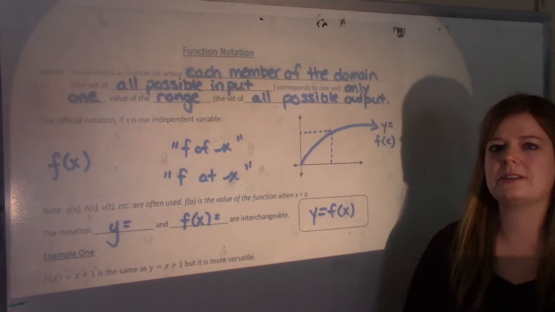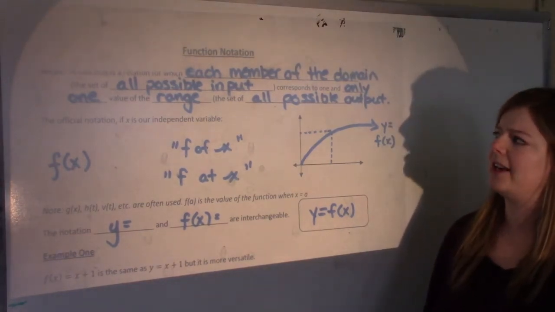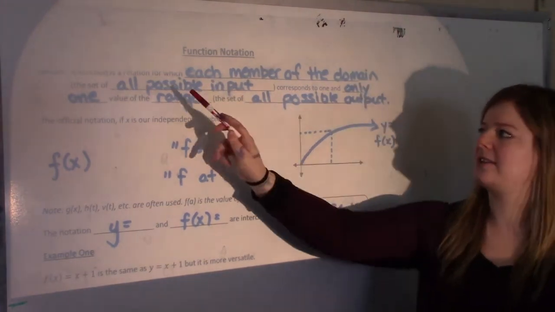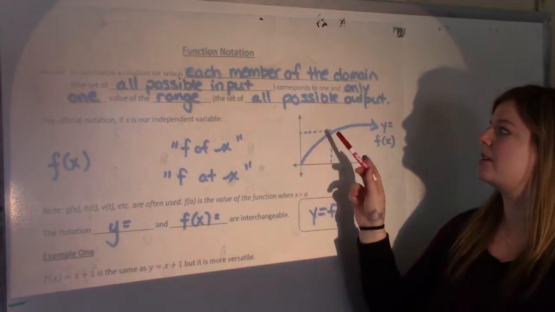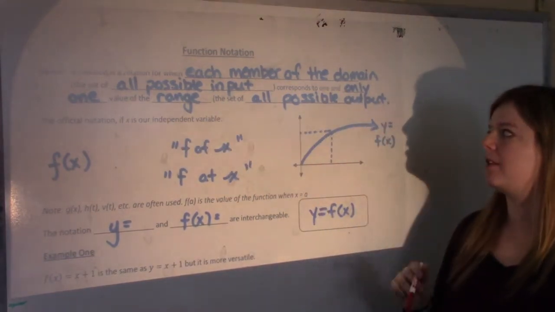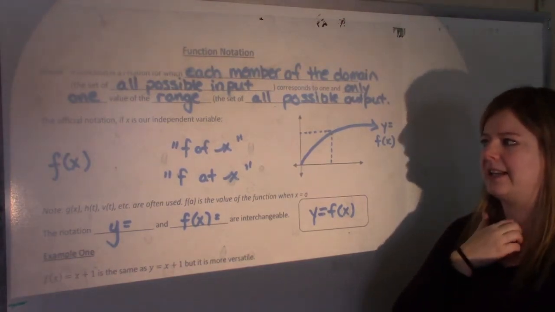So take out your notes. So function notation. Let's recall that a function is a relation in which each member of the domain, which is the set of all possible inputs, corresponds to one and only one value of the range, the set of all possible outputs. So this is from a few days ago in our lesson about what a function is.